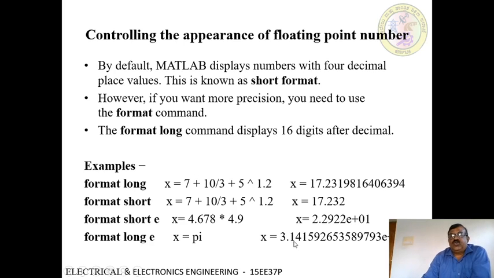3.14, after the decimal point there are many digits, plus exponent of 00. Like this, the appearance of the floating point number can be controlled by using the format command. So different format commands, long and short, exponential, long exponential formats can be used.